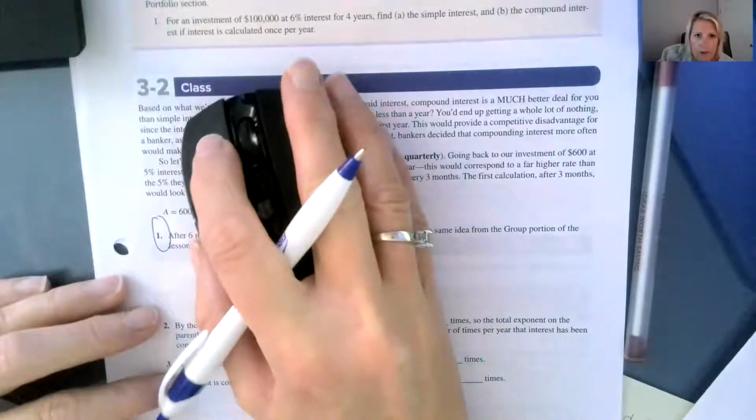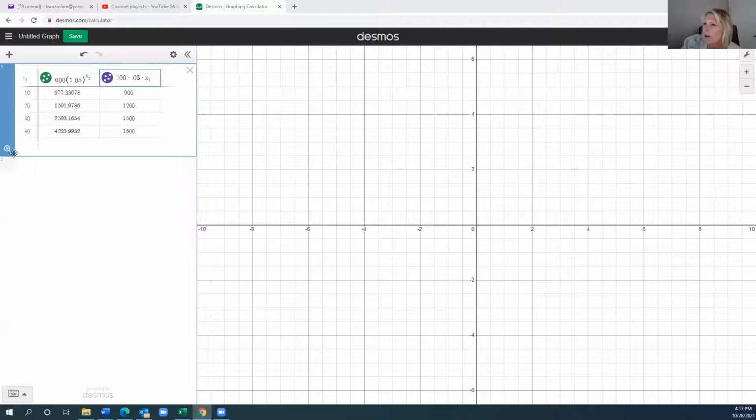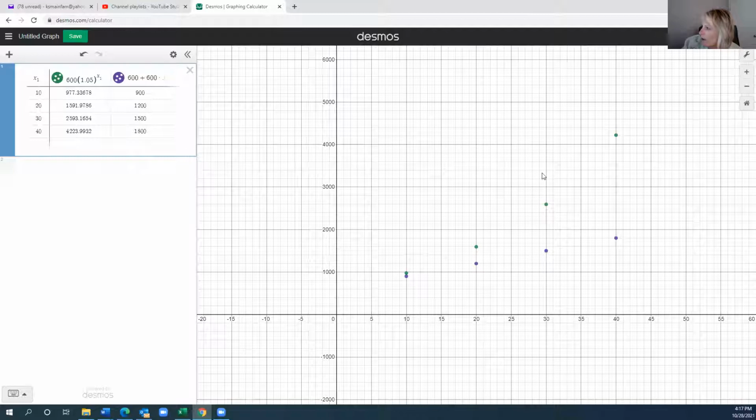So I'm going to go back and share my Desmos screen here. And you can see that right over here where my mouse is moving out to the left, the bottom part of our table, there's the magnifying glass, and that will show us the graph in Desmos. So you can tell that in green is the compound interest that's growing exponentially, and then in purple is the linear.